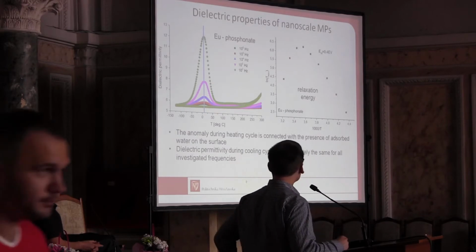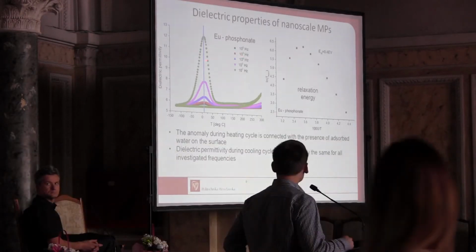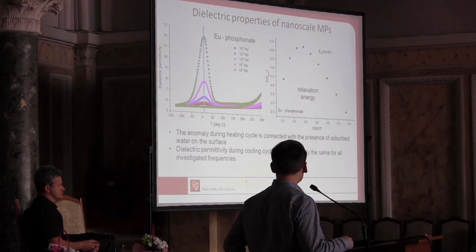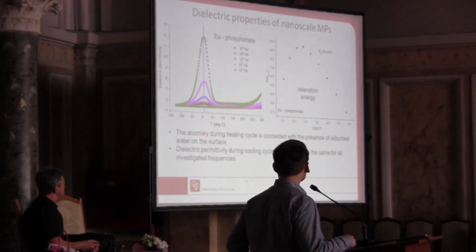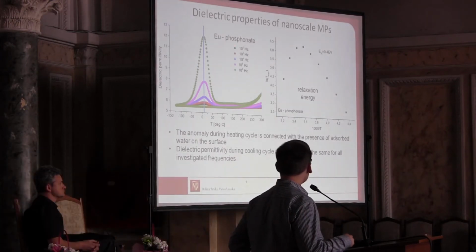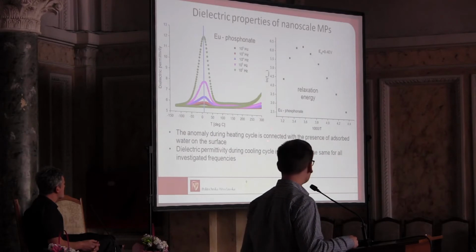And now I would like to move to the summary of dielectric properties of nanoscale metal phosphonates. The measurements were conducted in a broad temperature range from about -100 degrees to about 300 degrees, and we can see that the main dielectric anomaly is visible during the heating cycle. By calculation of relaxation energy and based on the temperature of the anomaly, we can say that it comes from the presence of adsorbed water on the surface.